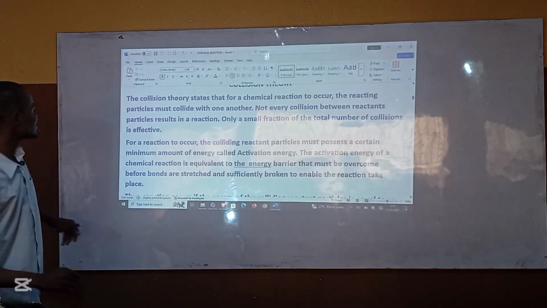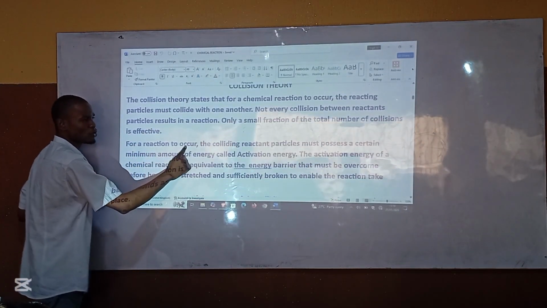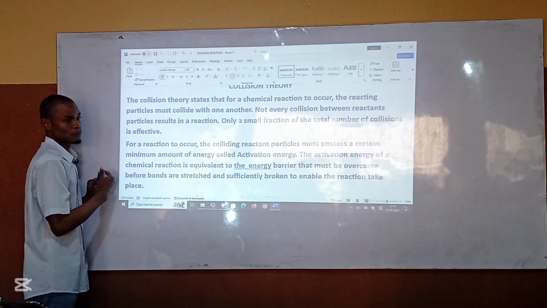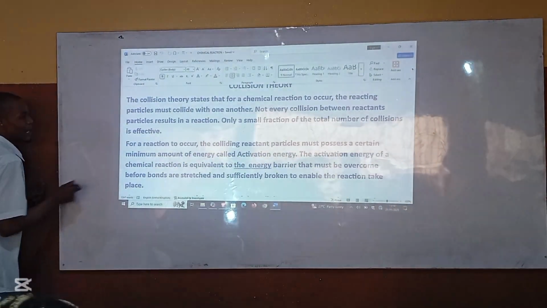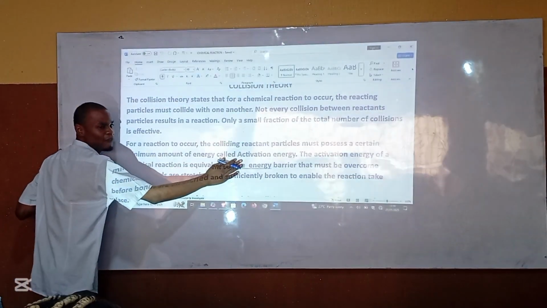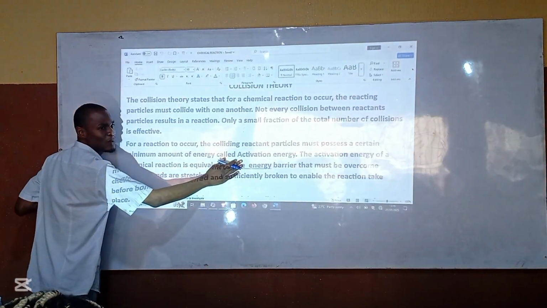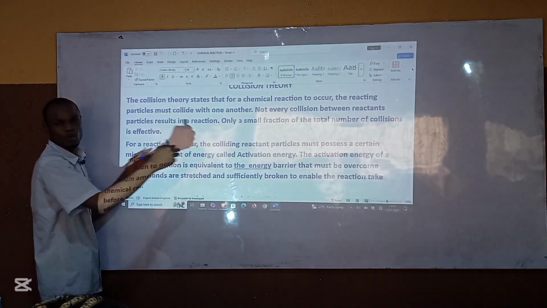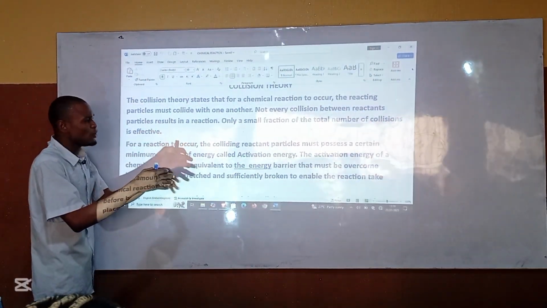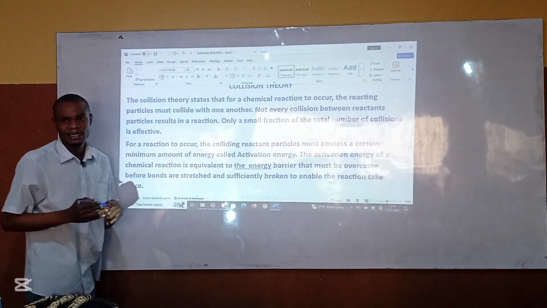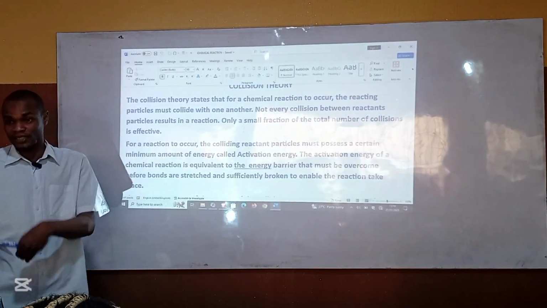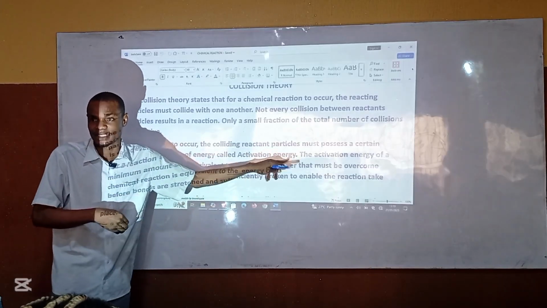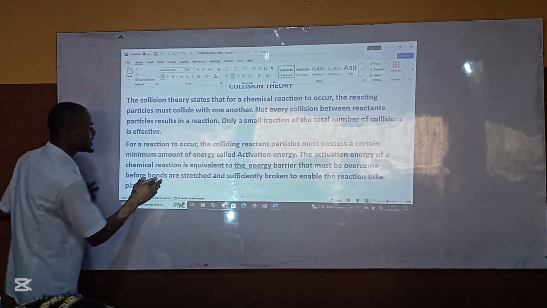So now look at it now. Look at this place. For a reaction to occur, the reactants must possess energy called activation energy. The word activation, when you buy a phone, they say you should activate your phone, right? If you don't activate your phone, that phone will not work. Now for your reactants also to collide, for them to move together, they must possess energy called activation energy, because you want to make them do something. So you have to have this activation energy. Why? To overcome the energy barrier.